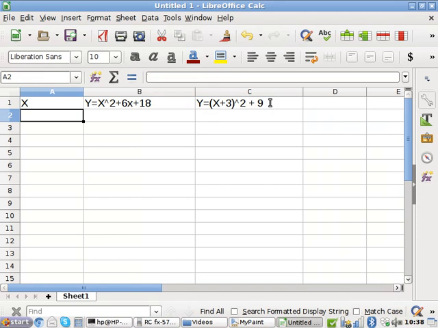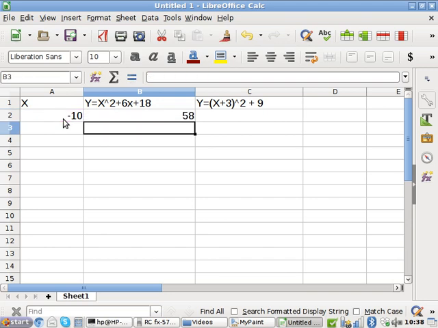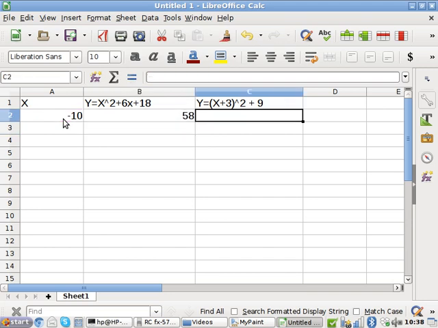Okay, and let's start at something like, I don't know, minus 10 for x. So if we put minus 10 in here, I get 58. If I put minus 10 in here, what should I get? I should get 58, because I haven't changed it, I've just rewritten it. So let's just check that. Minus 10 plus 3 squared plus 9. And I do get 58. Okay, and let me go to the next one here.